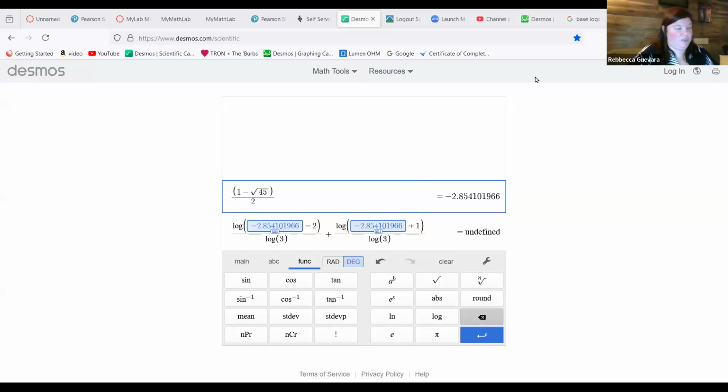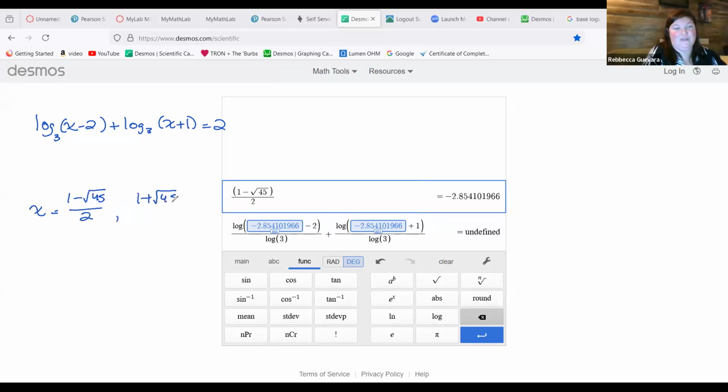Apologize. Let me record that one more time quickly. It wasn't showing the correct screen. So like I was saying, we have log base 3 of x minus 2 plus log base 3 of x plus 1, and that was supposed to equal 2. My two solutions were 1 minus the square root of 45 over 2 or 1 plus the square root of 45 over 2. Sorry about that. It was showing the wrong screen when I was doing that.